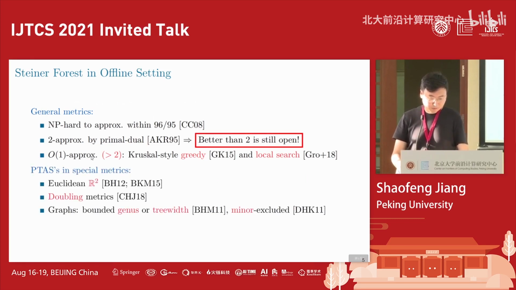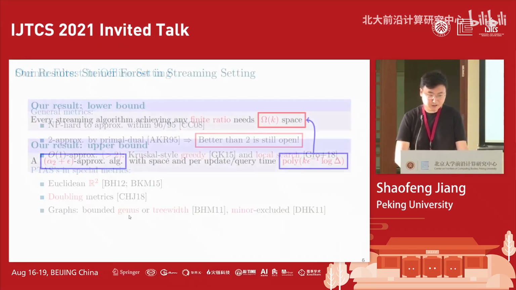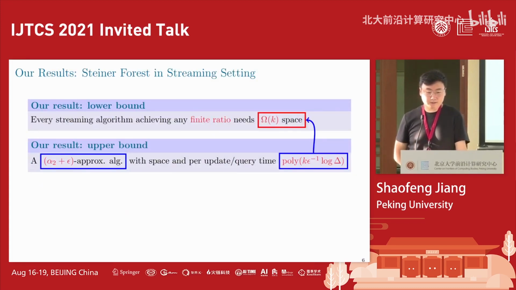For special metric spaces, for instance Euclidean space, there exists a PTAS for the problem, which means a 1 plus epsilon approximation in polynomial time. And similar PTASes also hold in other more general spaces, such as doubling metrics, and in graph metrics, particularly bounded genus or treewidth graphs and minor-excluded graphs. All right. But going to the streaming setting, this problem is still largely open.